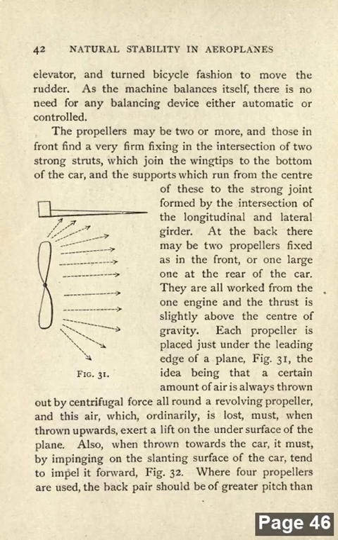Each propeller is placed just under the leading edge of the plane, Fig. 31. The idea is that a certain amount of air is always thrown out by centrifugal force all round a revolving propeller. And this air, which ordinarily is lost, must, when thrown upwards, exert a lift on the undersurface of the plane. Also, when thrown towards the car, it must, by impinging on the slanting surface of the car, tend to impel it forward.